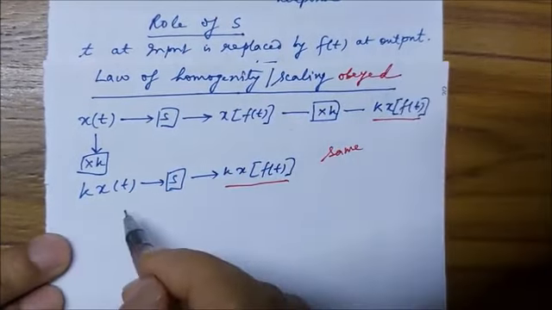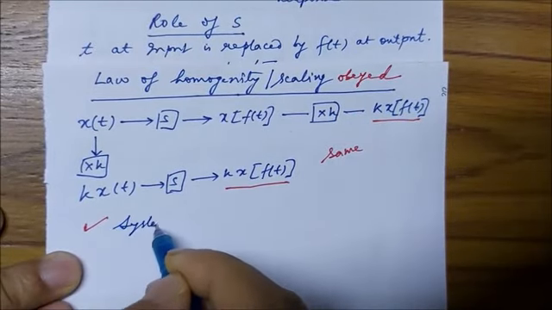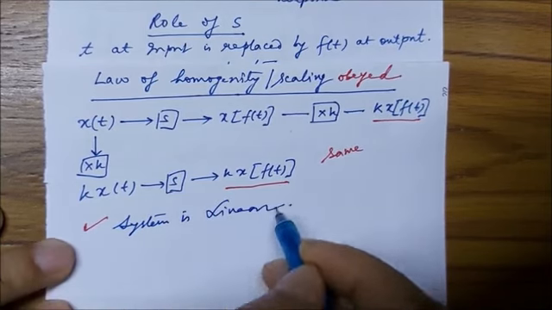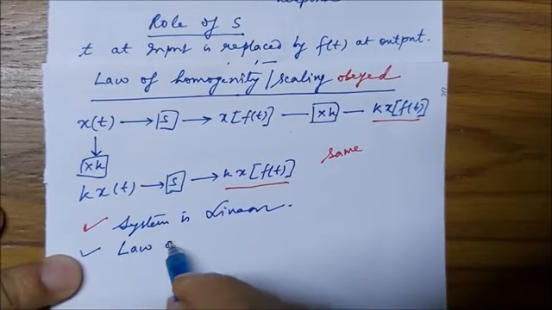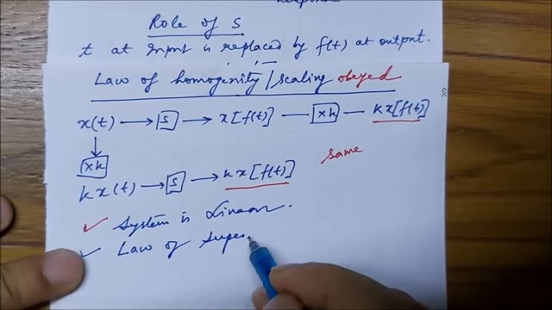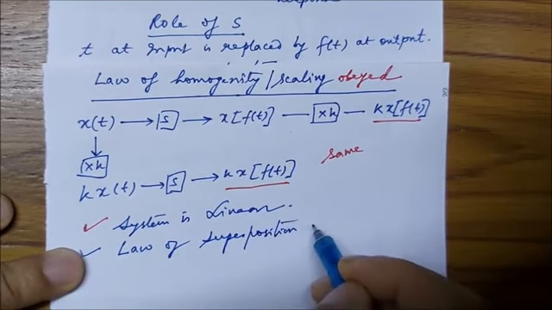So we conclude that system is linear, and the principle of superposition or superposition principle holds.